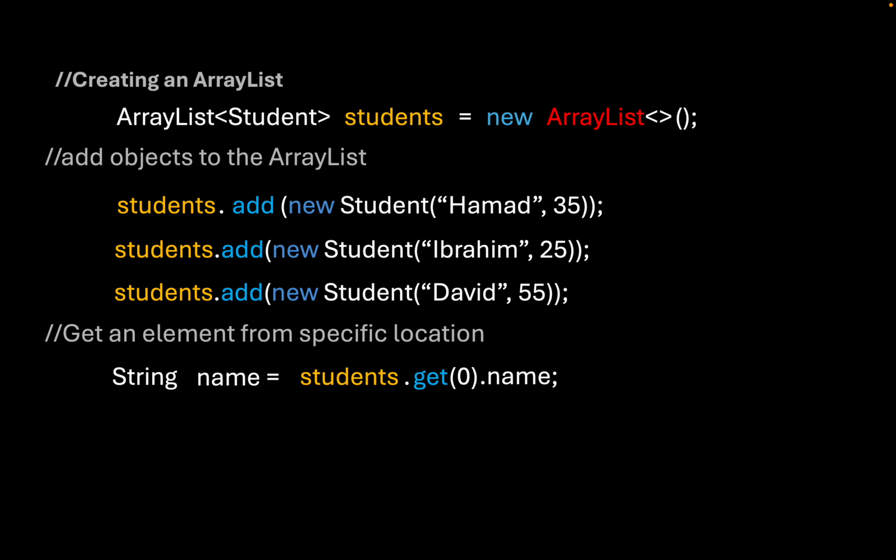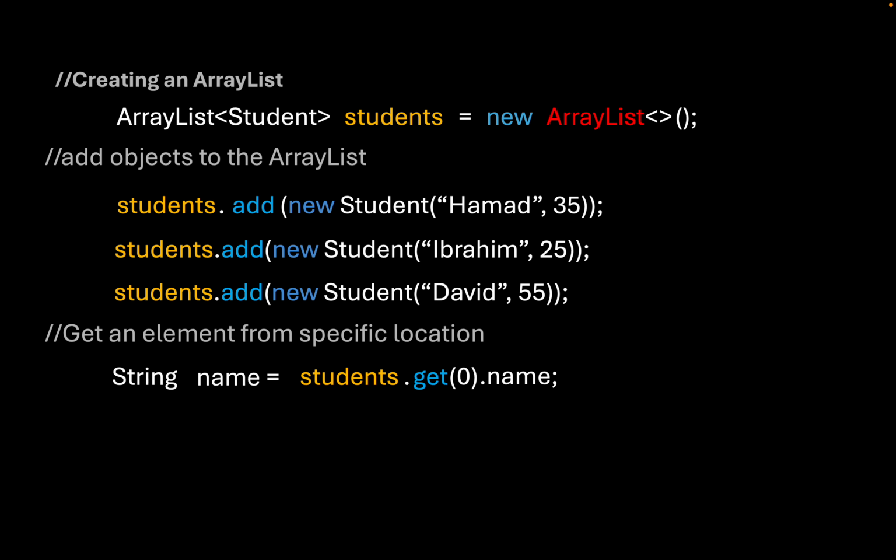I can add dot name. If I want the age, I can add dot age. If I want the address, dot address, provided you have these attributes in your class. So this line will get me the name of the first person, the person at index 0. And now I have the name. I can do whatever I want with that name.